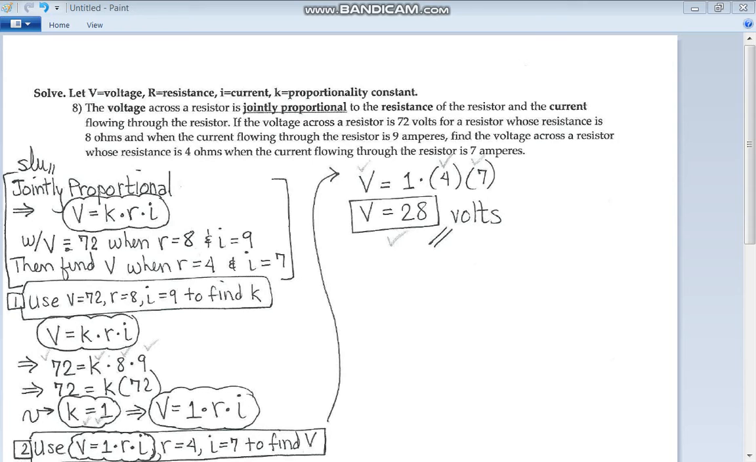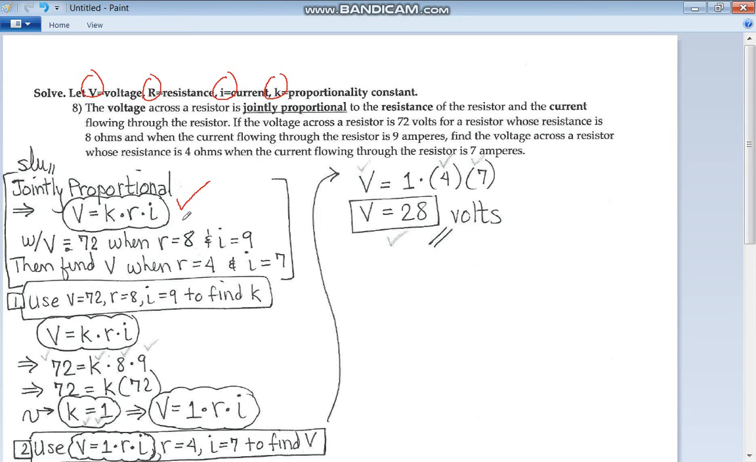Next we have number 8. The voltage across a resistor is jointly proportional to the resistance. Okay, right away that tells us V equals K times R times I. It's jointly proportional. We're told that V is voltage, R is resistance, I is current, K is the proportionality constant. So we have V equals K times R times I.